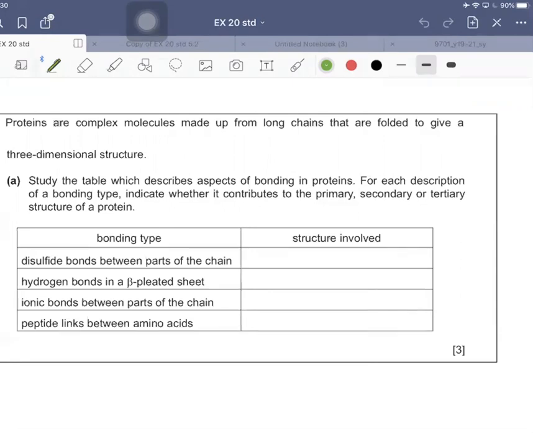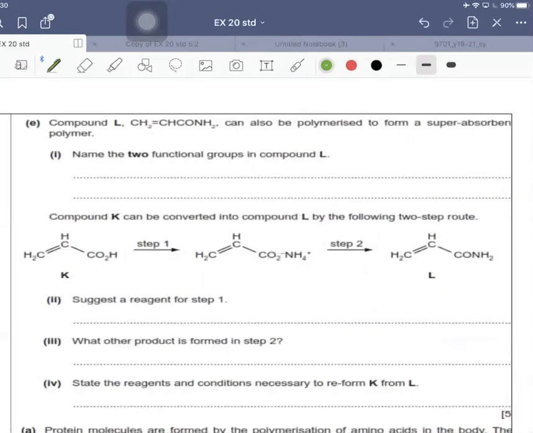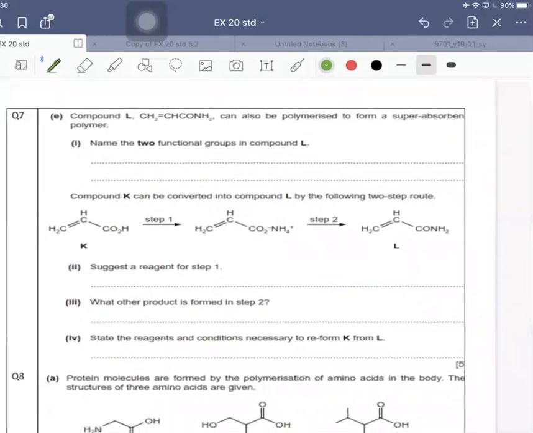So disulfide bonds between parts of the chain is actually the tertiary structure in the formation of protein. Hydrogen bonds in a beta pleated sheet is secondary. Ionic bonds, tertiary. And the peptide links between amino acids is the primary structure of a protein. Okay, so we'll just leave it there for now and we move on to question 7.